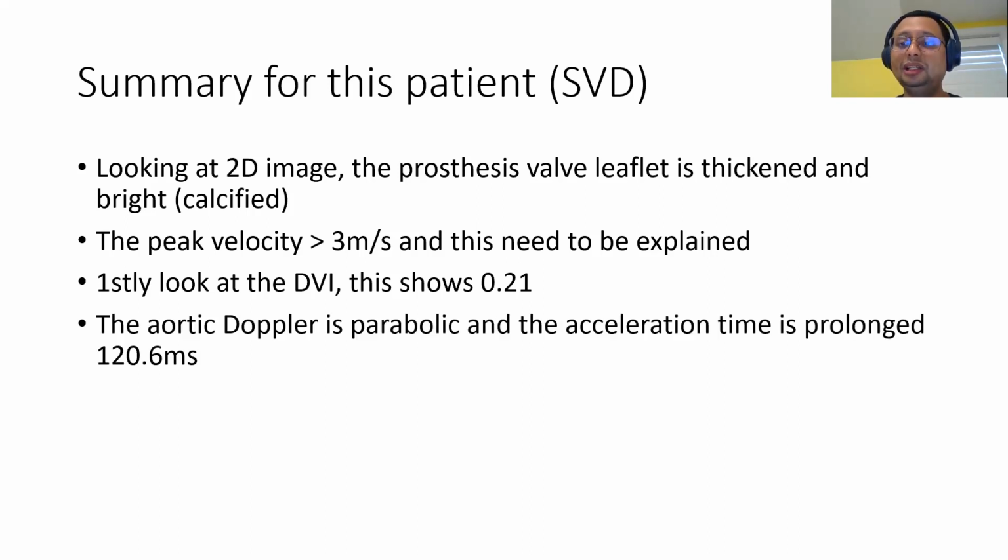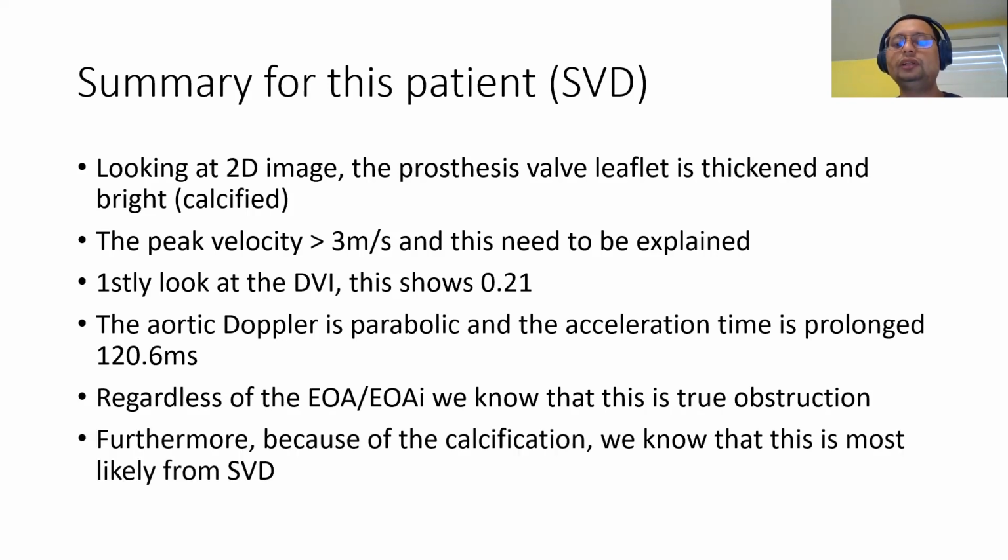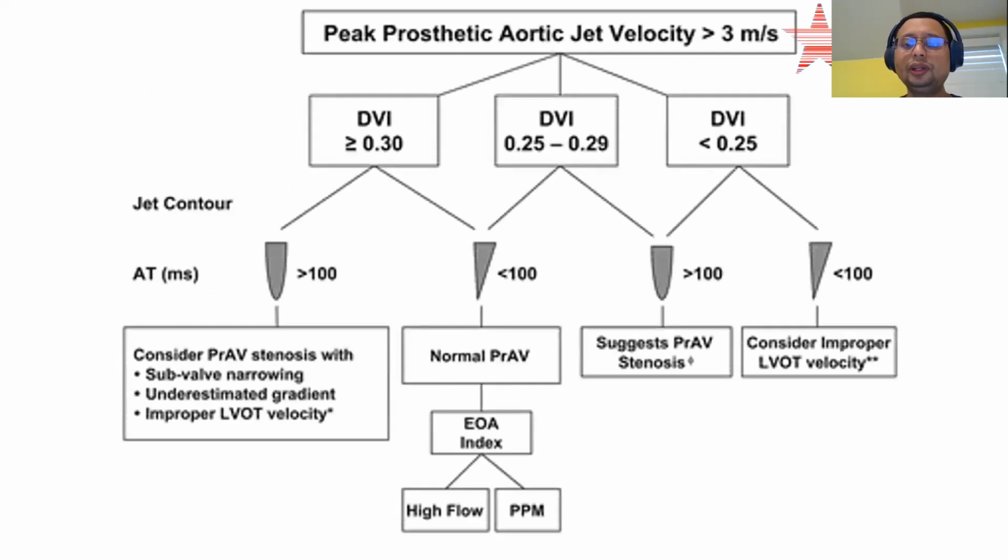Look at acceleration time, it is prolonged at 120.6 milliseconds. Regardless of our effective orifice area or effective orifice area index, we already know that this is a true obstruction. Furthermore, because of the classification, we don't only know the type of dysfunction, we also know the mechanism of dysfunction. If you look at our algorithm, the peak velocity is more than 3. We want to explain that. The DVI is way less than 0.25, and the acceleration time is more than 100. This is a true prosthetic valve stenosis.